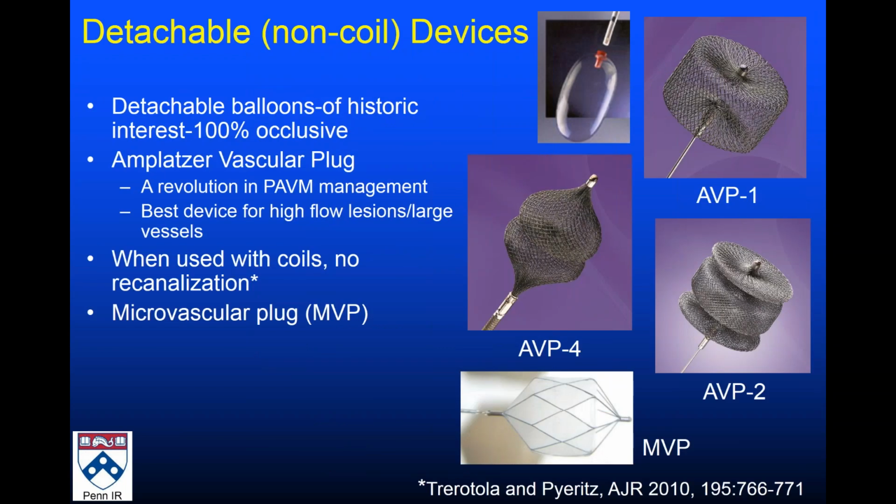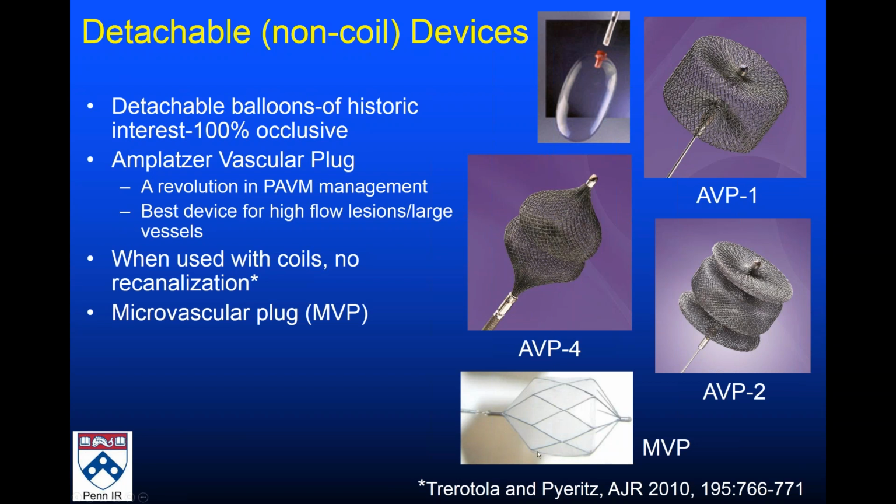These are the detachable devices. We used to use detachable balloons, and occasionally I'll see a patient who has had one or more of those in place, but we don't use those anymore. These days we use these Amplatzer plugs, most commonly of type 4 or type 1, rarely the type 2. And you can see these are screwed onto the delivery system right here so that they're very secure, so that we can put them into this high flow area in the PAVM, test them to make sure they're stable, and then let go of them when we're ready. And so I really do think that these have dramatically increased the safety of the procedure.